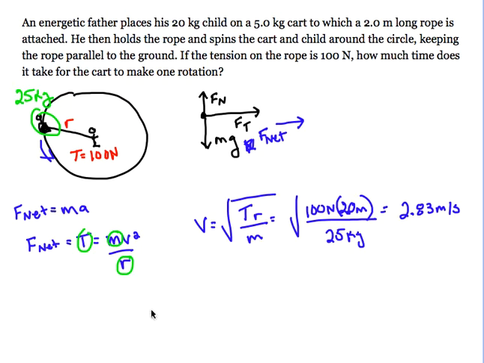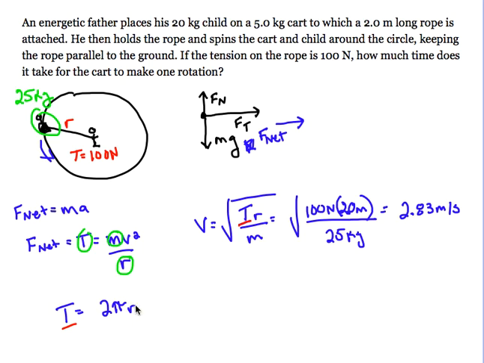So we know how fast we're going, and now we can use that to figure out the period, which is how much time it takes to go around the circle once. This is a good example of where we have two different t's. We have a t for tension here, and then a different t for period, which is unfortunate, but just something we have to pay attention to.